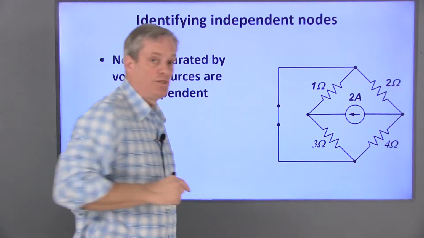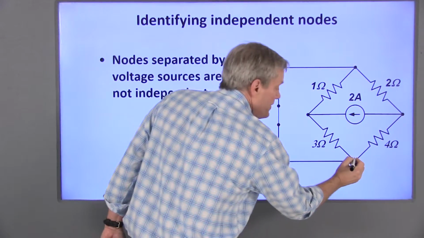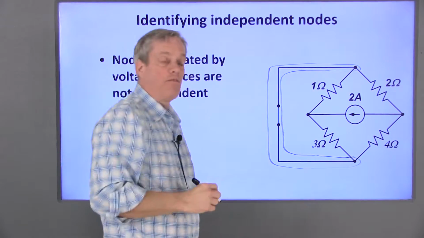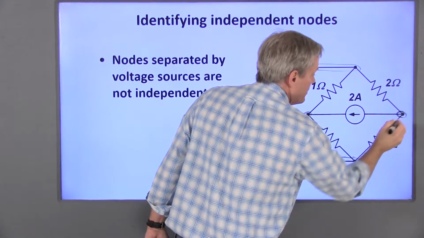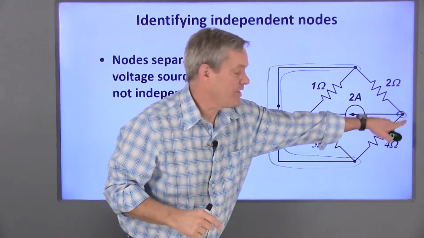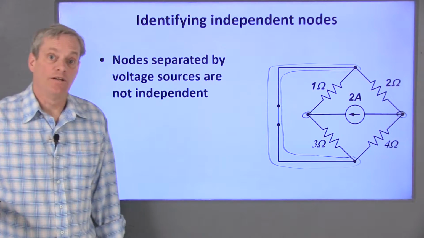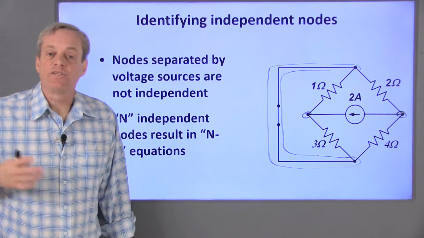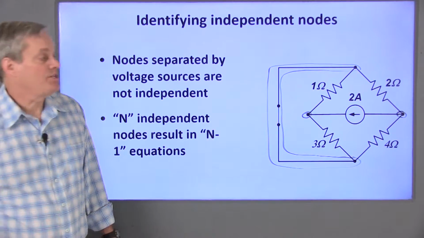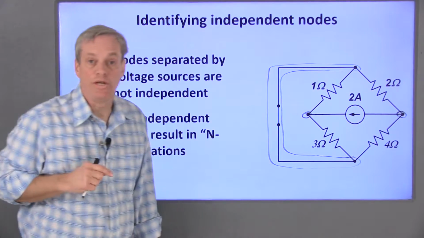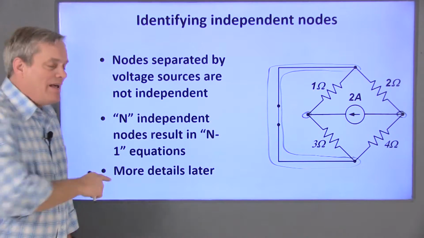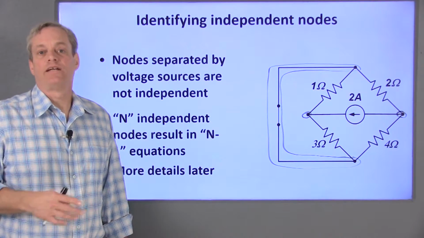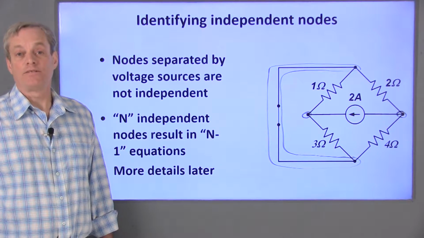I can eliminate the voltage source. Now, this becomes one independent node. This is another independent node, and that's my third independent node. So I have 3 independent nodes. If I have n independent nodes, I'll end up with n-1 unknowns and n-1 equations. So for this example, I'll have 2 equations and 2 unknowns. This isn't entirely true, but it's a good guideline. I'll provide more details later when I talk specifically about nodal analysis.